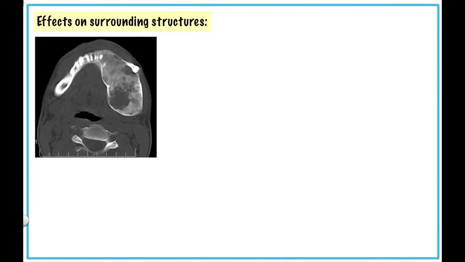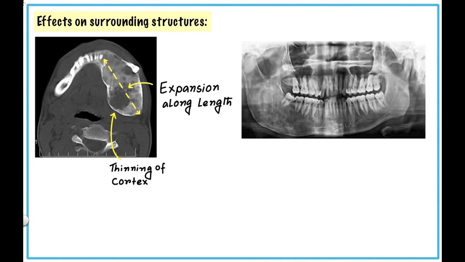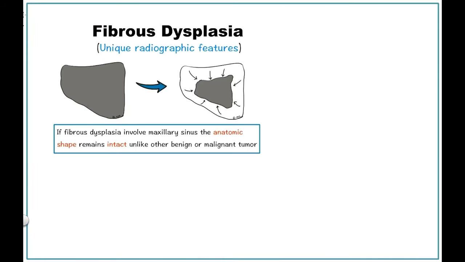Now let's discuss the effects on surrounding structures. A small lesion has no effect on surrounding structures. Fibrous dysplasia typically causes enlargement of the bone from within, which can cause a ribbon-like thinning of the cortex. Expansion of the bone is even along its length rather than the more concentric expansion seen with benign tumors. Here you can see the vertical depth of the mandible is often increased.